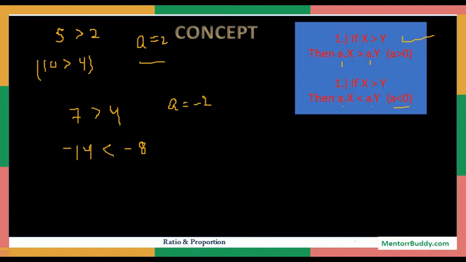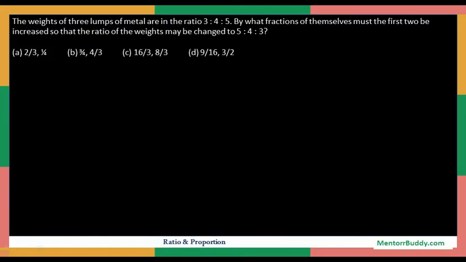Now coming to the question, it says there are three metal lumps. Let's say the ratio is M1 is to M2 is to M3. The three metals are in the ratio of 3:4:5. This is the respective ratio which is given, and the question is by what fraction of themselves must the first two be increased.